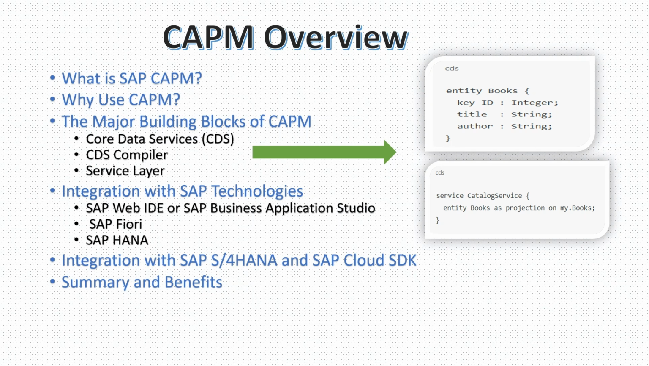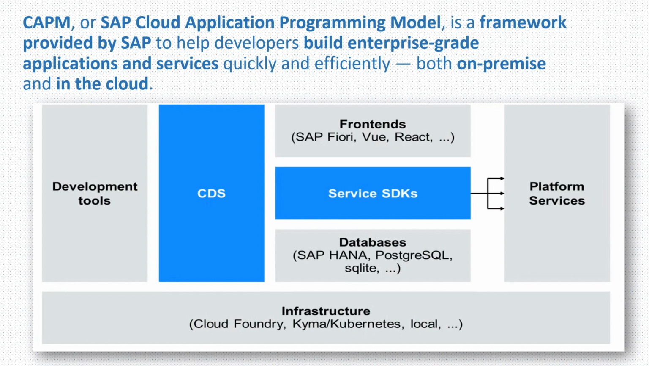Coming to the next part, that is the major building blocks of CAPM, the Cloud Application Programming Model. So imagine a diagram that's showing multiple blocks. Let me show you over here. Yes. So at the base is the CDS basically, the Core Data Services. Then we have services, then APIs and the UI integration basically, the front end.